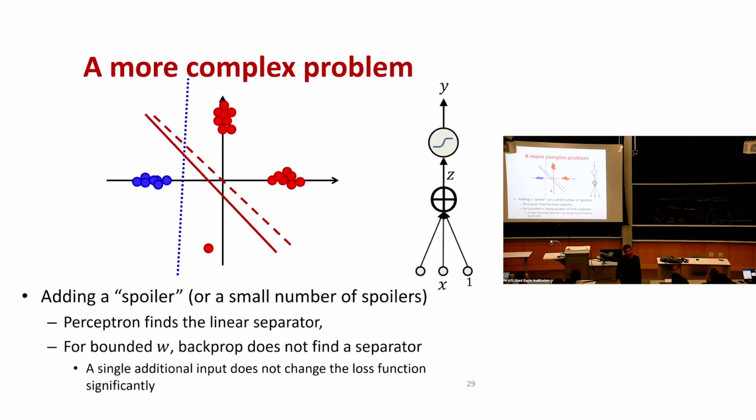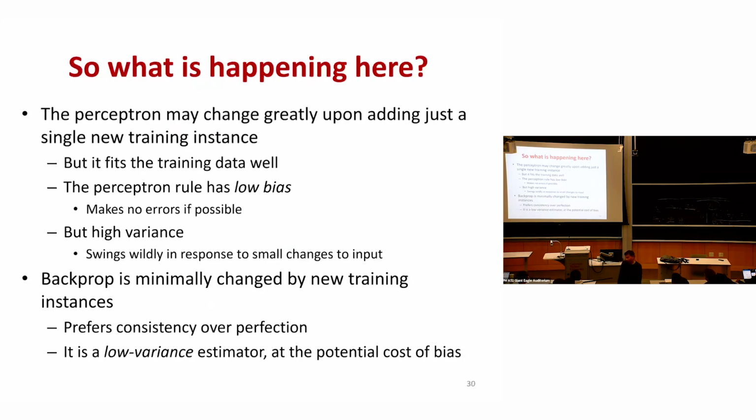Are you sure? Yeah. It's a good thing because that could be overfitting. So it's actually a good thing. Why is that so? The perceptron may change greatly upon adding just a single new training instance. I could have 1 billion of those red dots and blue dots nicely separated, and then I just add one little instance out here, and the perceptron rule is going to swing around and give you a completely wildly different solution, whereas gradient descent is going to not change very much.